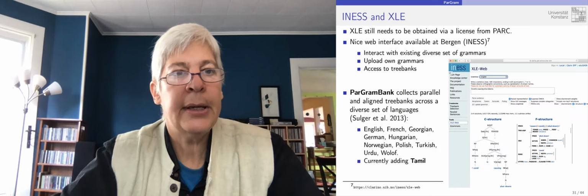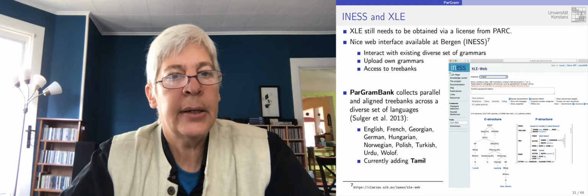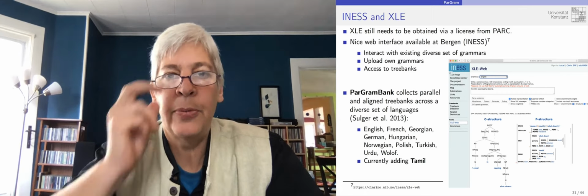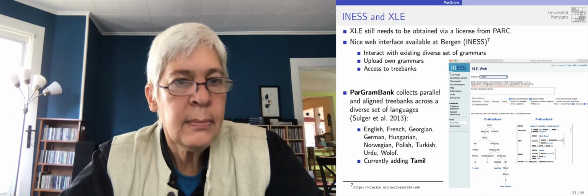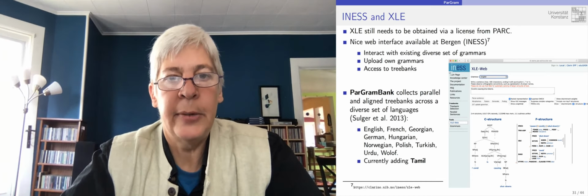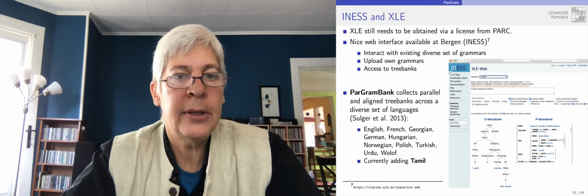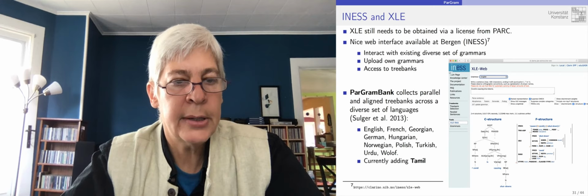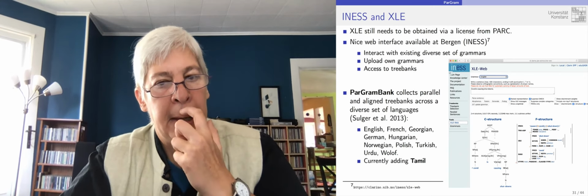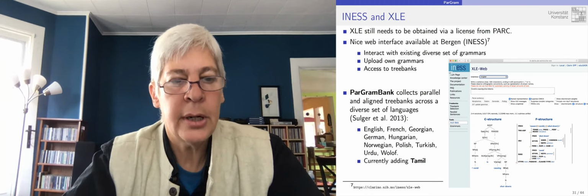And I'll skip this. XLE still needs to be obtained via license from PARC, but we're trying to pry it out of PARC and make it fully open source. That'll happen soon, I hope. There's a nice web interface available at Bergen in the meantime, which the INESS project has made. There you can interact with existing grammars, upload your own grammars, and access tree banks. And in particular, the ParGramBank collects parallel and aligned tree banks across a diverse set of languages. You can access it there, and there are the languages that are in there. And we're currently adding Tamil.